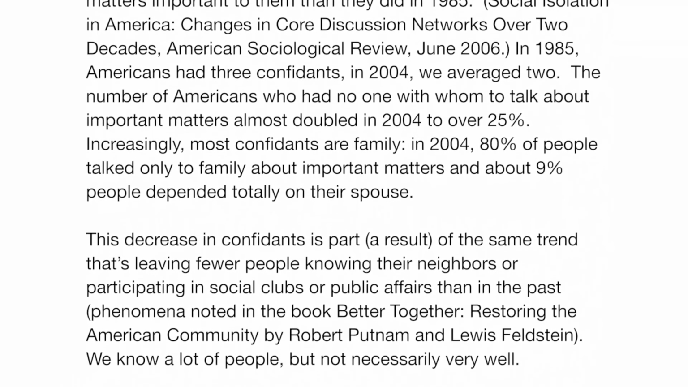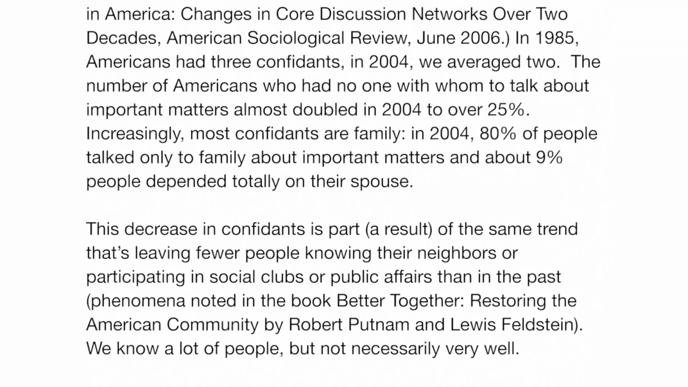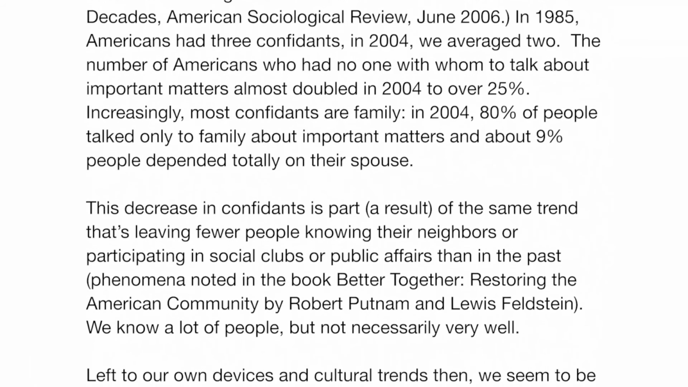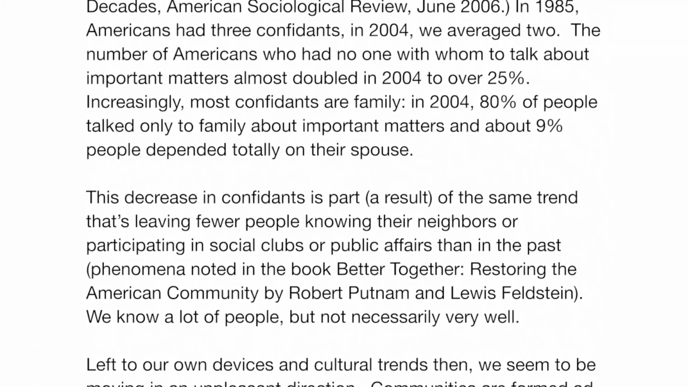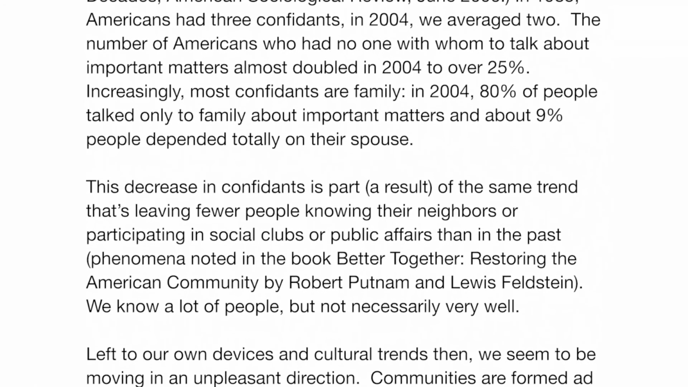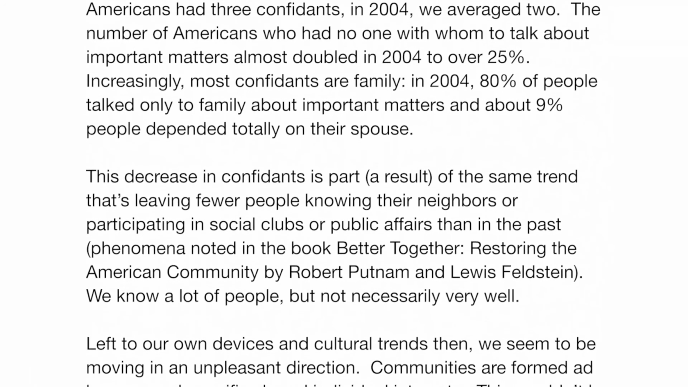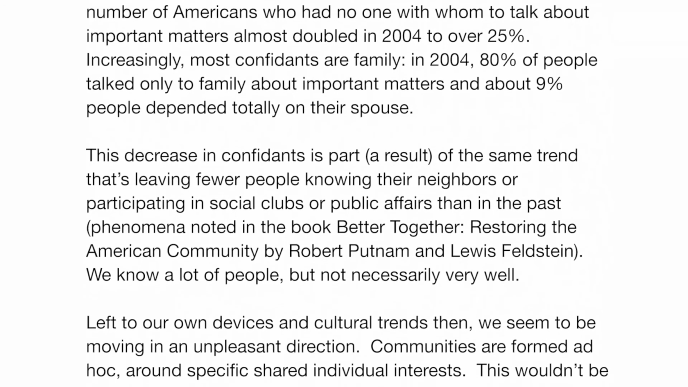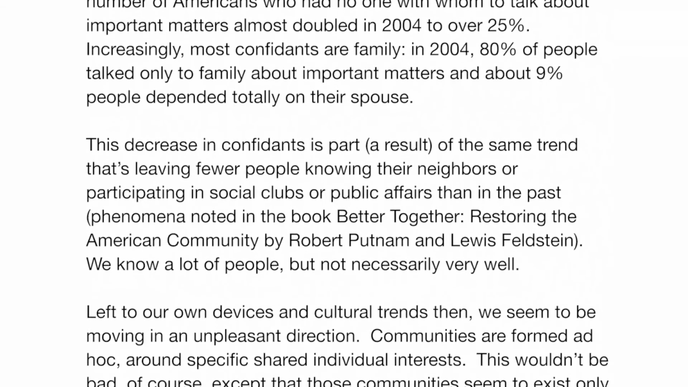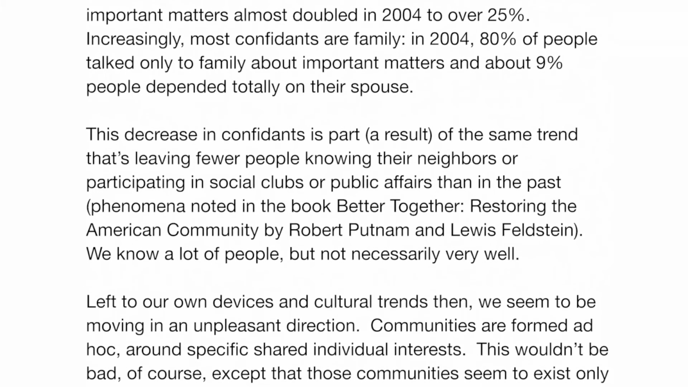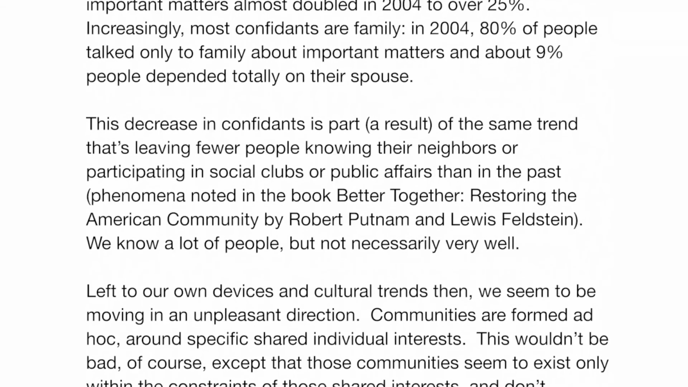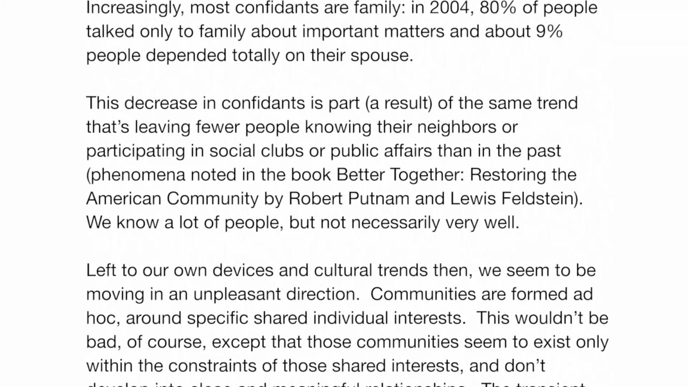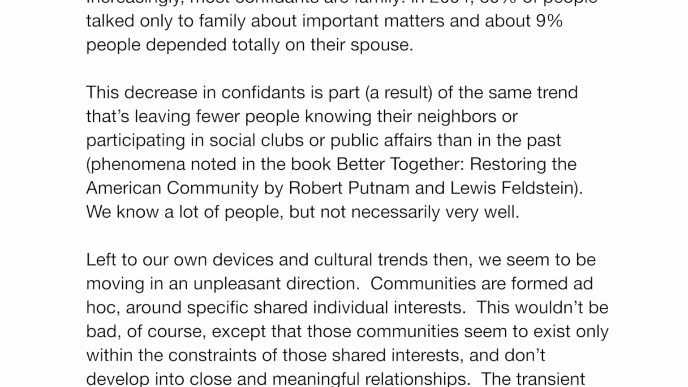Increasingly, most confidants are family. In 2004, 80% of people talked only to family about important matters, and about 9% of people depended totally on their spouse. This decrease in confidants is a result of the same trend that's leaving fewer people knowing their neighbors or participating in social clubs or public affairs than in the past. Phenomena noted in the book Better Together, Restoring the American Community by Robert Putnam and Louis Feldstein.